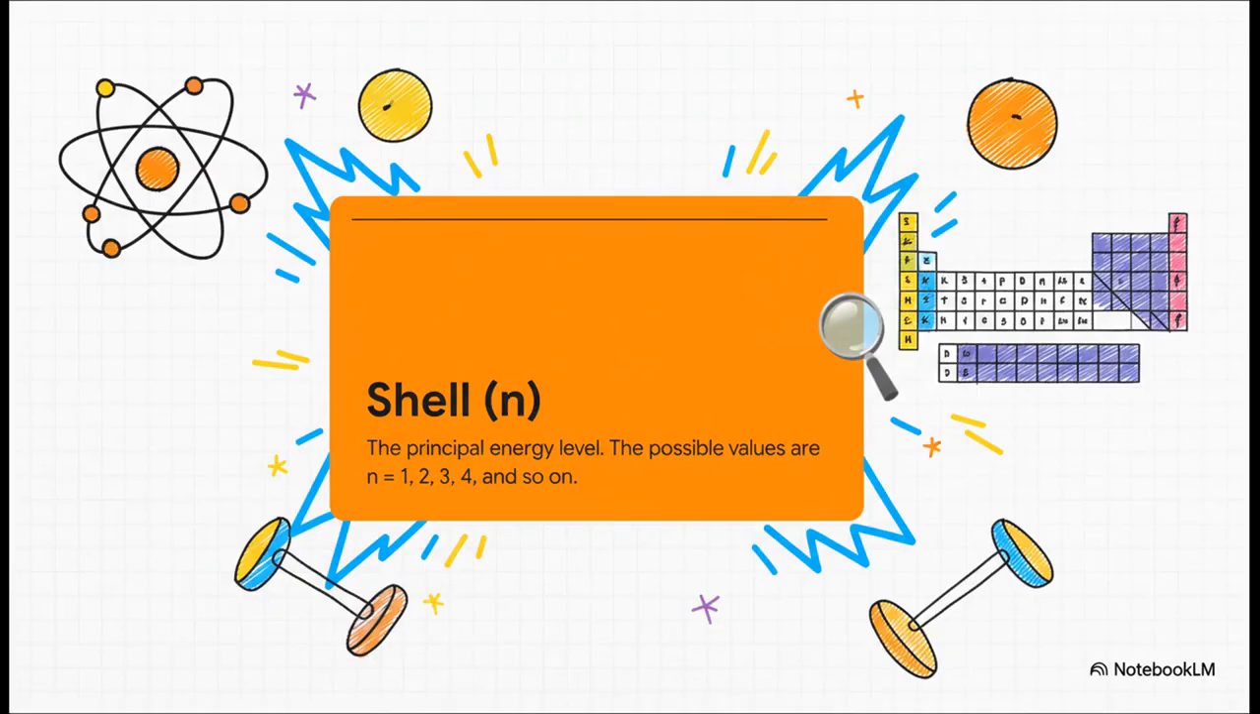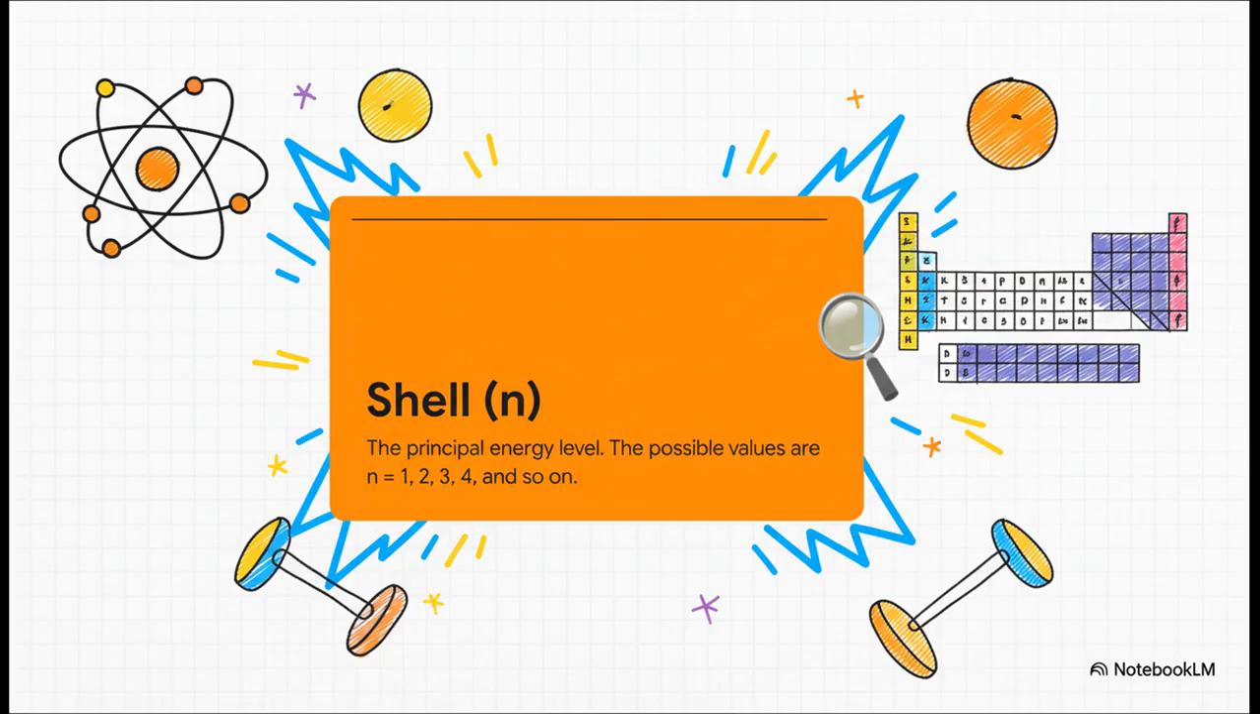So, the first part of the address is the shell, which we call n. This is just the main energy level. Think of it as the floor number. Floor 1 is closest to the nucleus, the ground floor, so it has the lowest energy. Floor 2 is a little higher up, a bit more energy. Floor 3, even more, and so on.